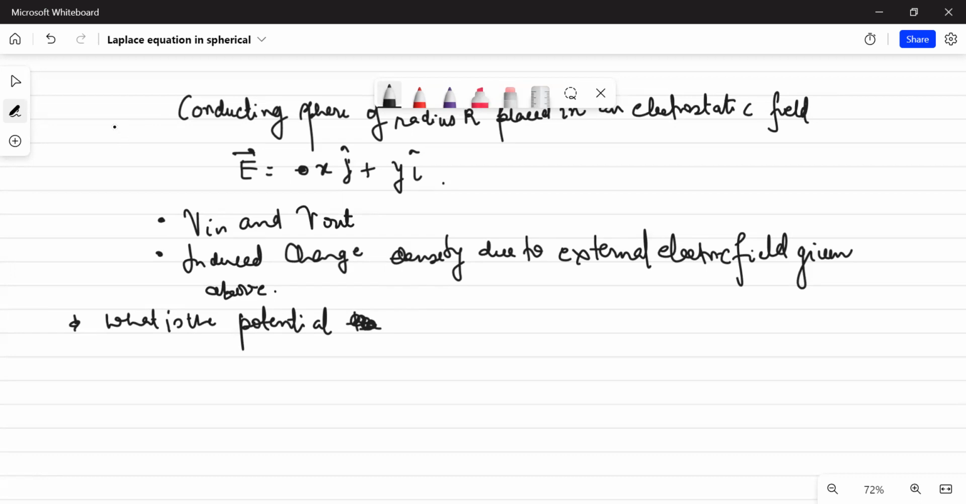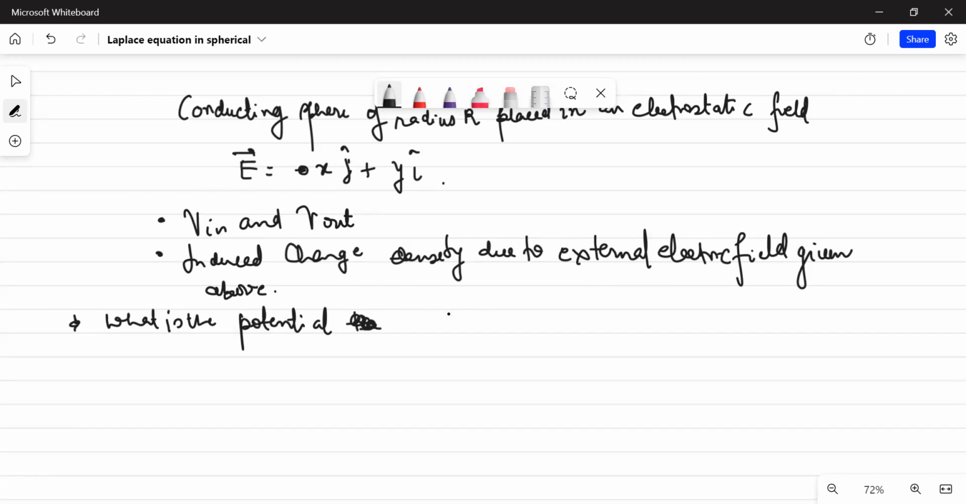So what is happening is that this electric field is kept in the electrostatic field given by x j cap plus y i cap, and we want to find the potential inside as well as outside. And the second thing is the induced charge density due to this external electric field. So first we have to find the potential corresponding to this particular field.